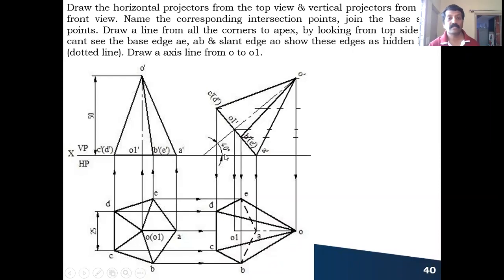After this, you have to coincide the corresponding points, right? A is here, A dash is here, so this is A. B is here, B dash is here, this is B. C is here, C dash is here, this is C. D is here, D dash is here, this is D. E is here, E dash is here, this is E. Base axis point O1 is here and O1 dash is here, this is O1, and vertex point O is here, O dash is here, this is O.